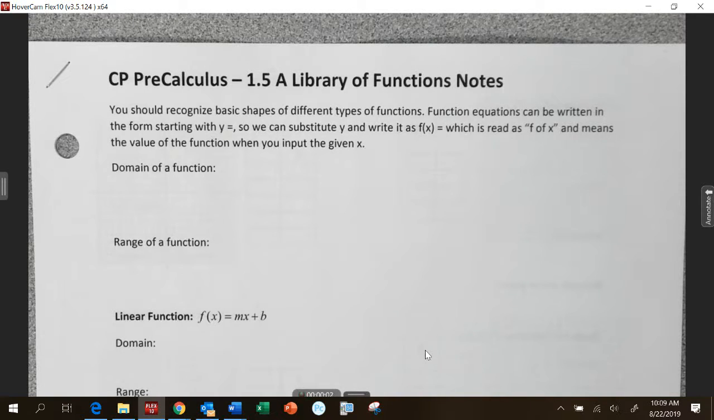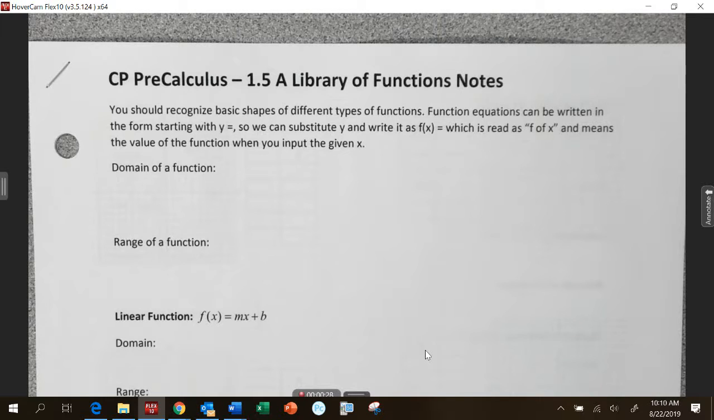Alright, so this is a library of functions. This is all kinds of different functions. When you see something like an x squared in an equation, you should already know from Algebra 2, fingers crossed, what shape that graph would make.